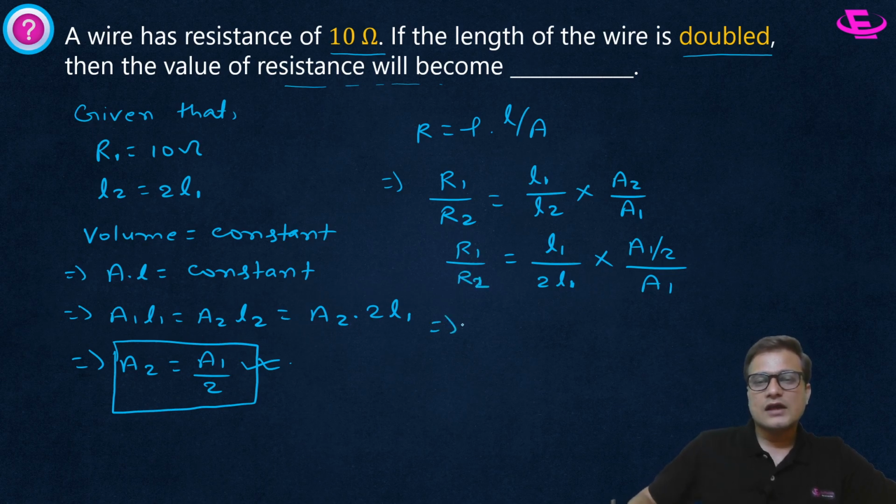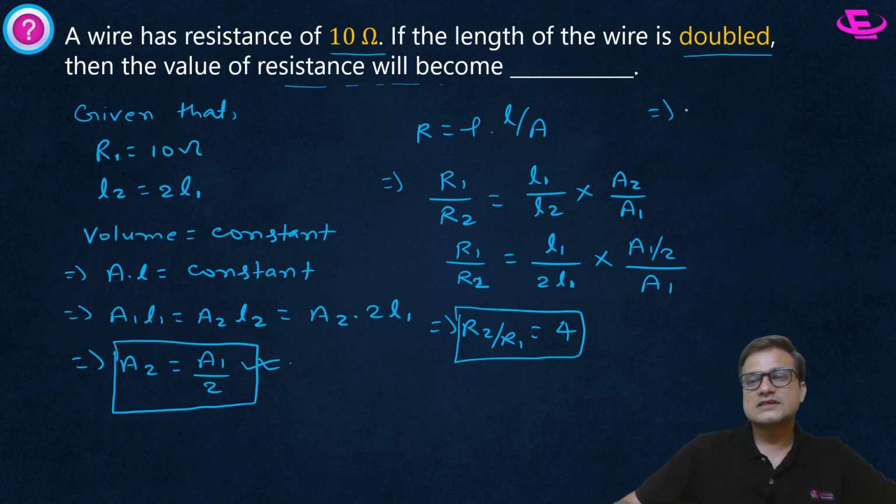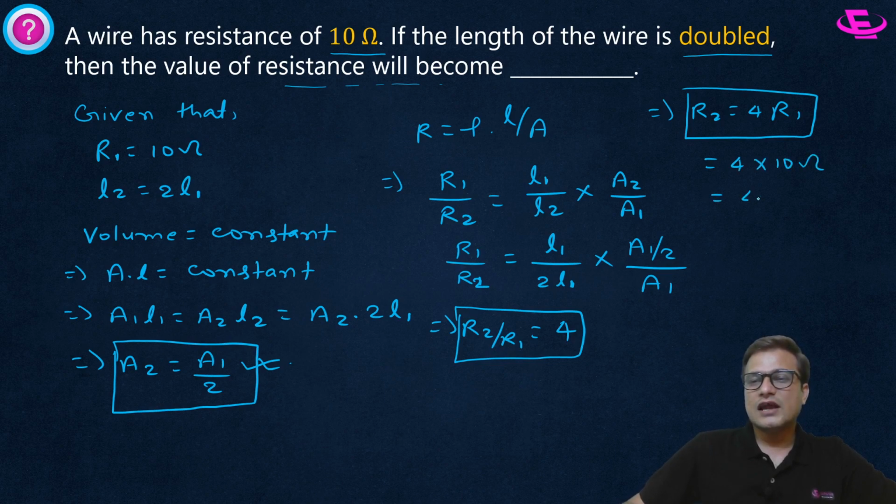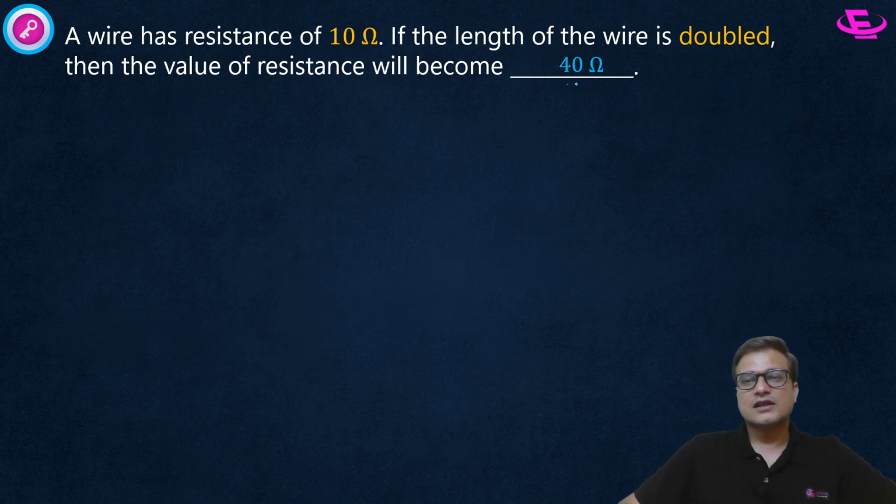From here, if you write R2 by R1, it will become how much? R2 by R1 becomes 4. It means R2 is equal to 4R1. That means 4 into 10 ohm, or you can say it is equal to 40. So this will be the answer, that is equal to 40.